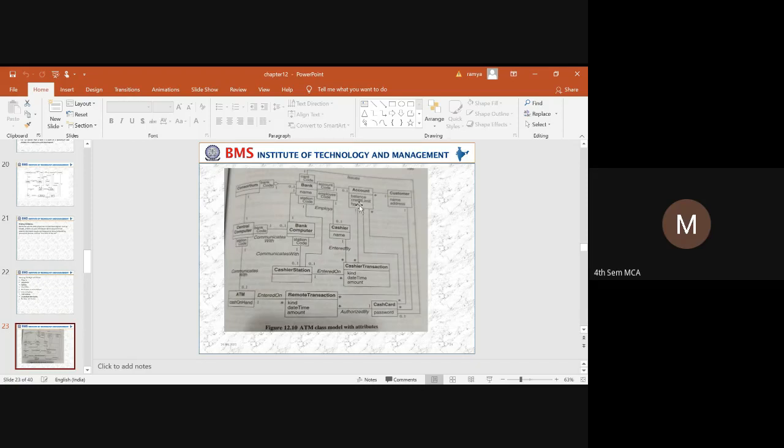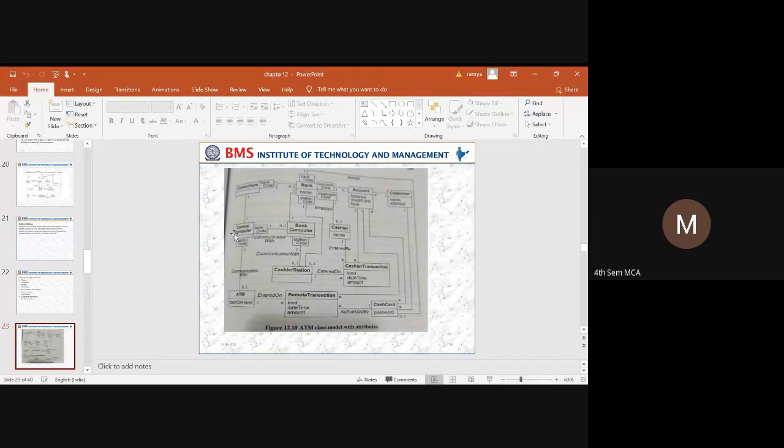Next, the one account refers to many cashier transactions. A cashier transaction has a kind, date, time, and amount. That means when the transaction has been made, what type of transaction has been made, those details have to be maintained.